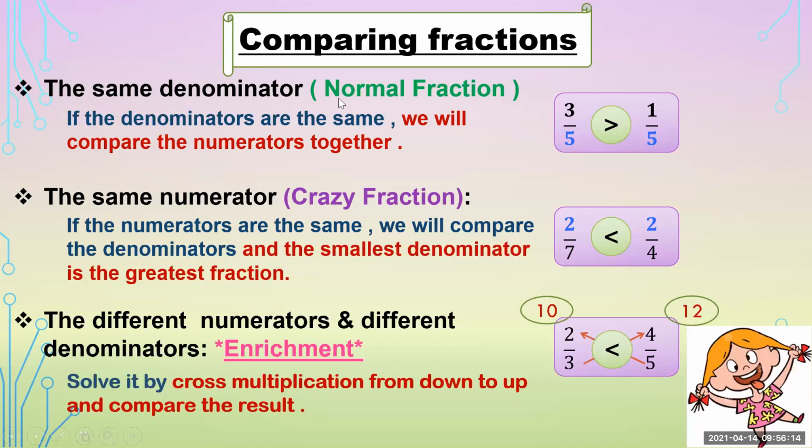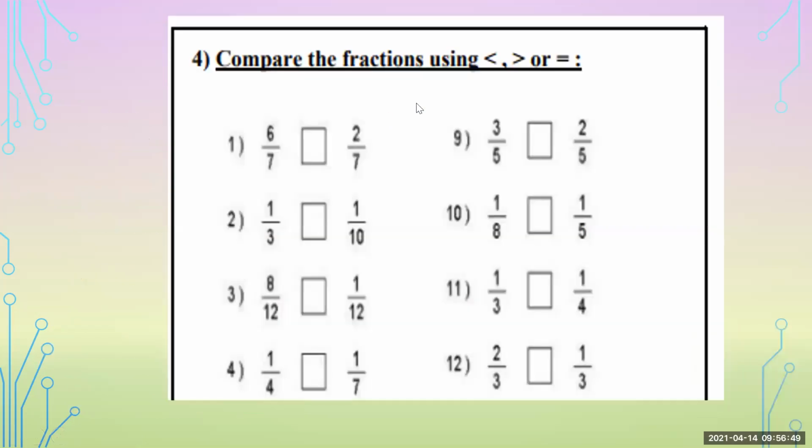So please focus with me on normal fraction and the crazy fraction. Normal fraction, we have the same denominator and it's normal. Normal means the bigger is big and the smaller is small, okay? And here in crazy fraction, we have the same numerator. Why do we call it crazy? Because we can see that bigger is small and the smaller is big. So it's called crazy. We will practice now on it.